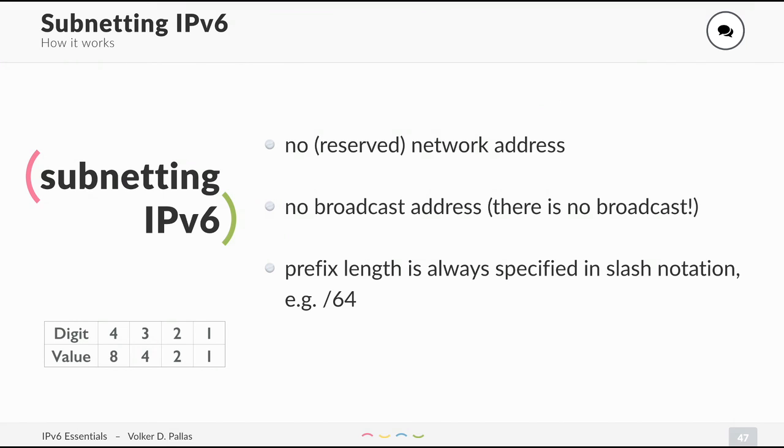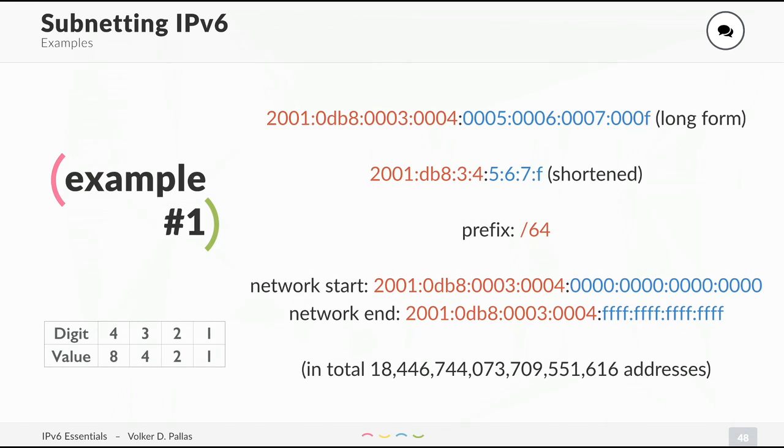Let's have a look at an example. On top, you will see the long form. You already know how to shorten that. You can leave out all the leading zeros, and you can replace any number of zeros, only once, with a double colon per address. The second is the shortened form. In this case, the prefix length is a /64. The red part is the network, and the blue part is the host part. This network starts with the network and all zeros, and the end is the network and all ones in binary, or F in hexadecimal.